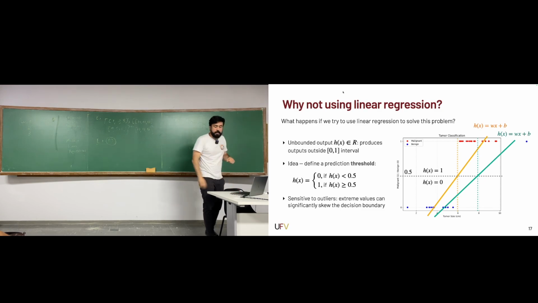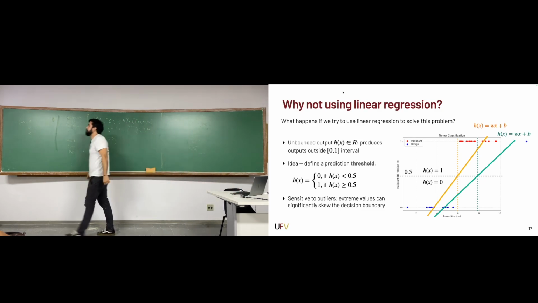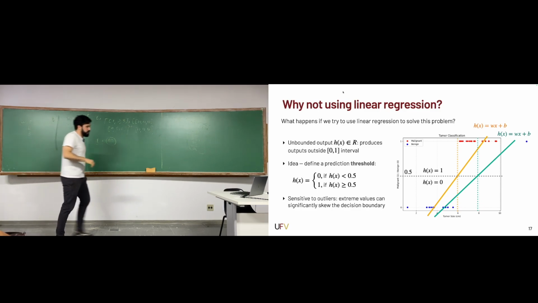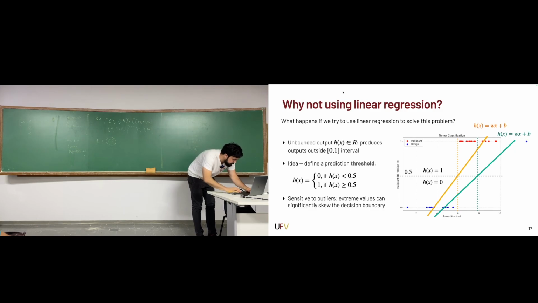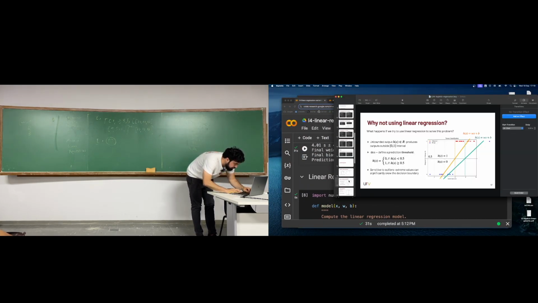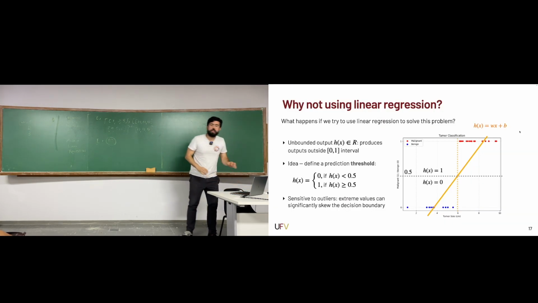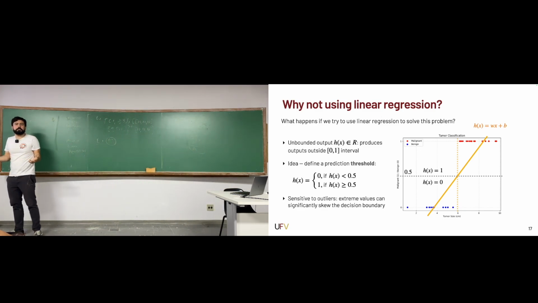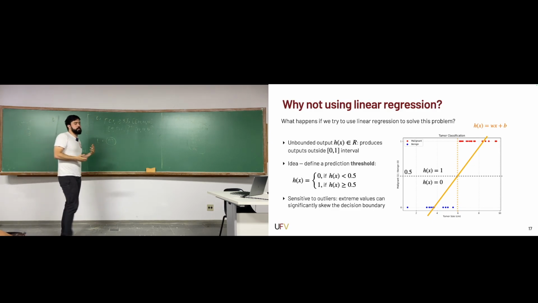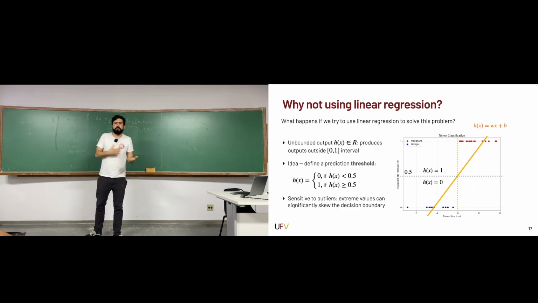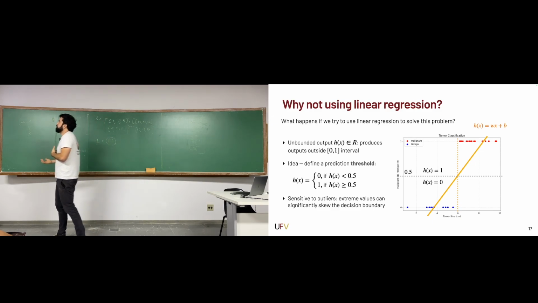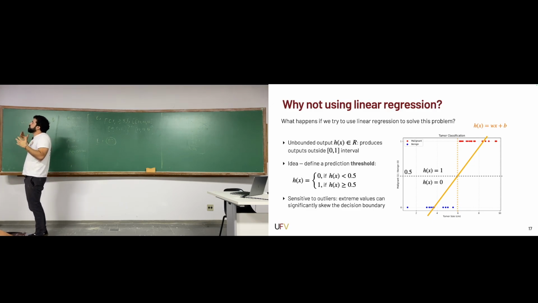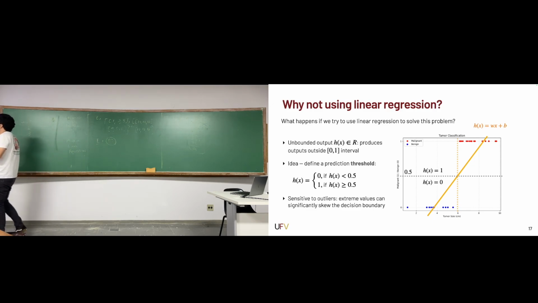Yeah, I should have put some animations here. But let me clear this slide a little bit. One thing we could try to do to solve this problem is actually run linear regression. It sounds a little bit odd to do linear regression on a classification problem, but it's a fair question to ask. Why not use linear regression? What happens if you use linear regression in this problem?